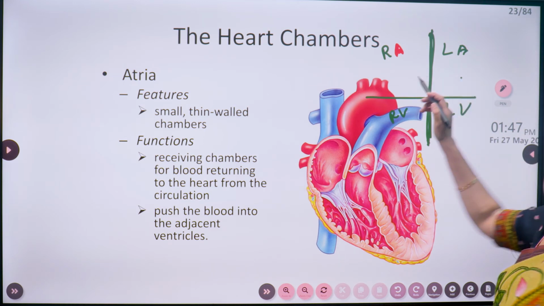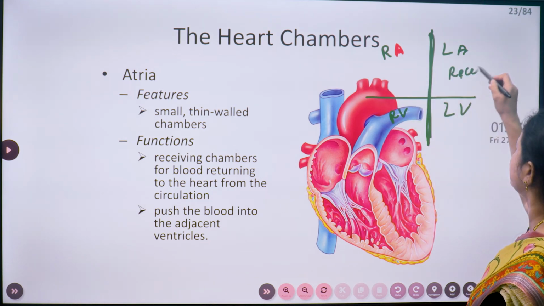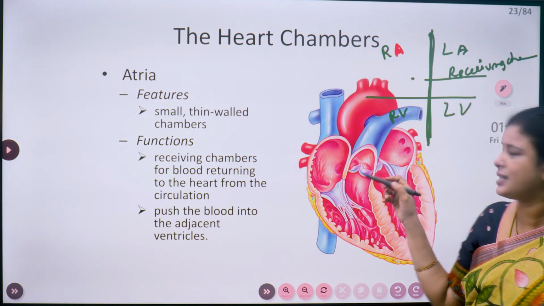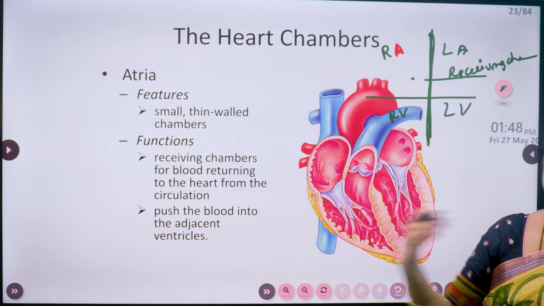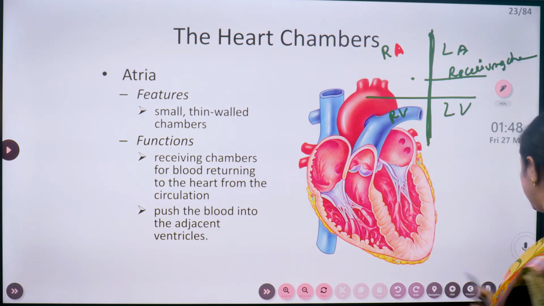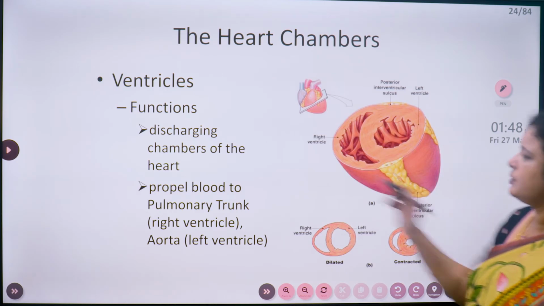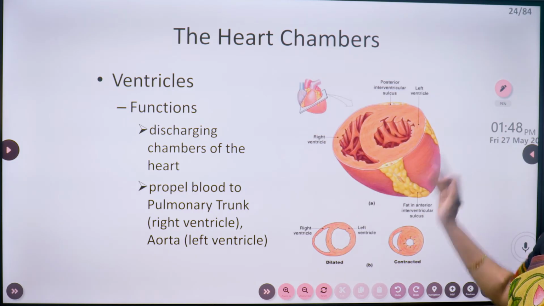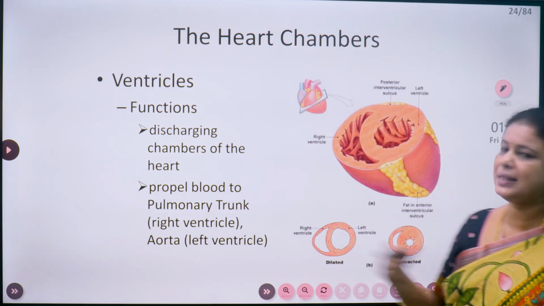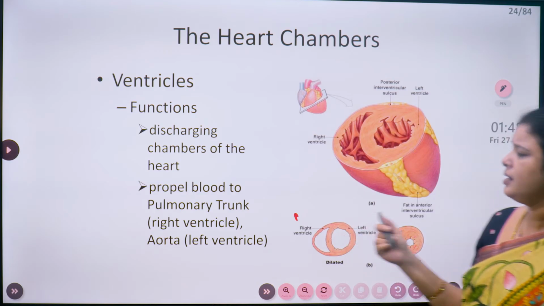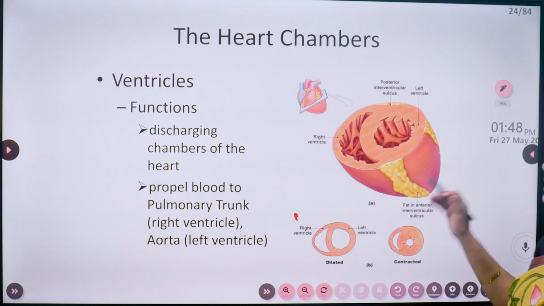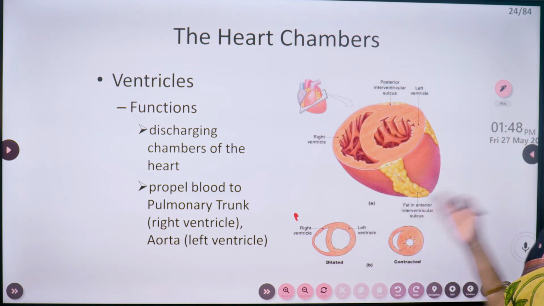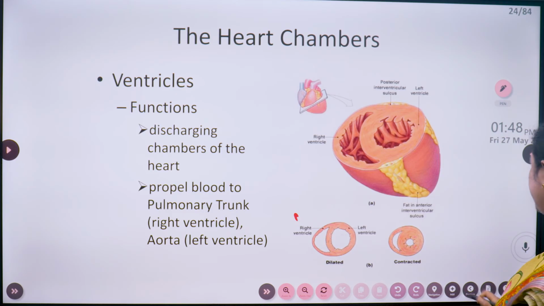Atria are the receiving chambers. Ventricles are the discharging chambers, which propel blood. The right ventricle will propel the blood into the pulmonary trunk, and the left ventricle will propel the blood into the aorta.